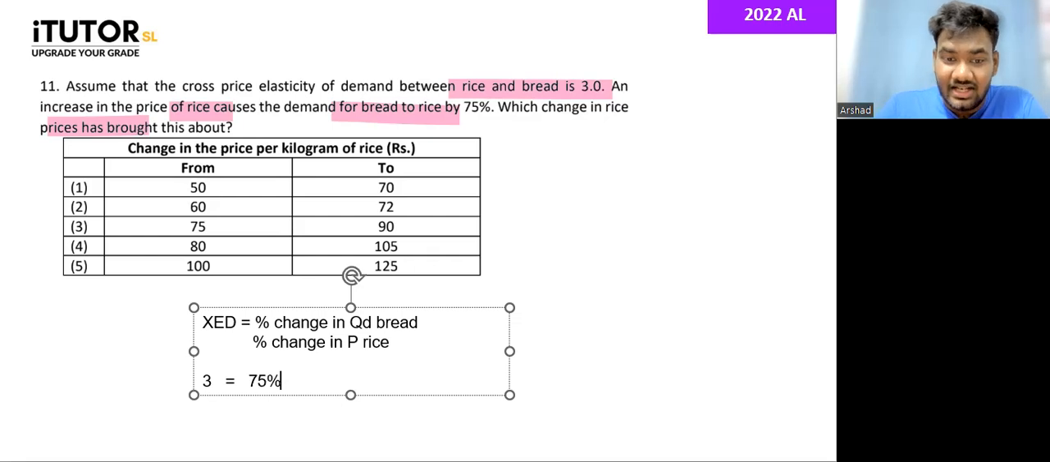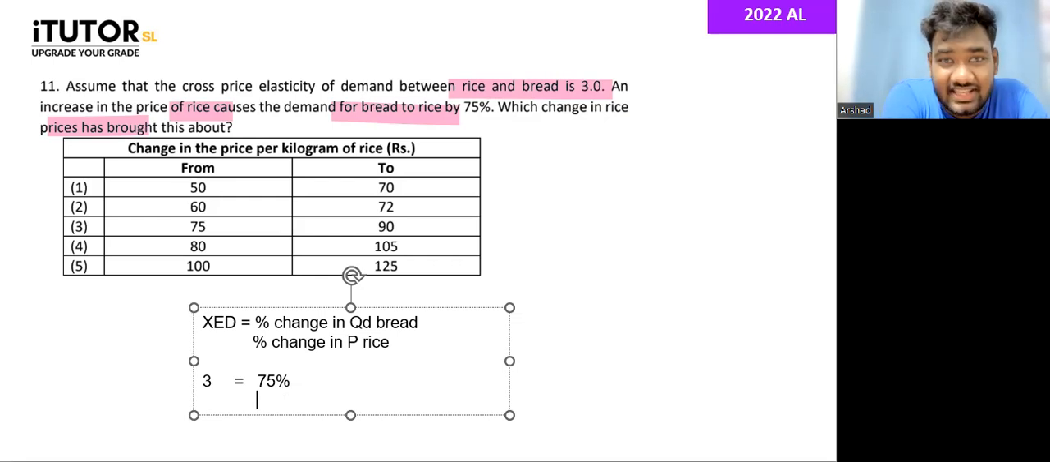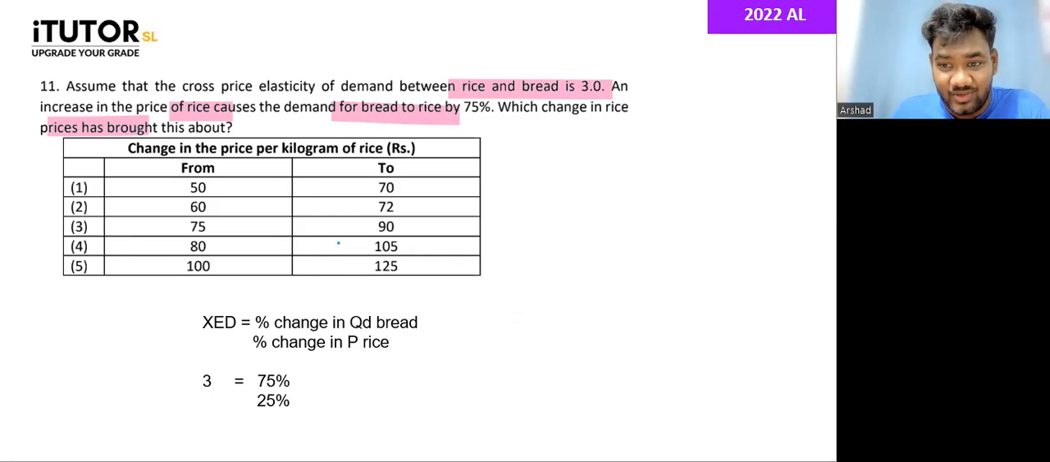So what should the percentage change in price be, guys? How can you get an answer 3 there? The percentage change in price has to be how much? Come on, guys, quickly give me a number. It has to be 25%, right? So price has to increase by 25%, then only it can work. So can you go to your answer and see which of these prices has a 25% increase? Is it 50 to 70? Is it 60 to 72, 75 to 90, 80 to 105, or 100 to 125?